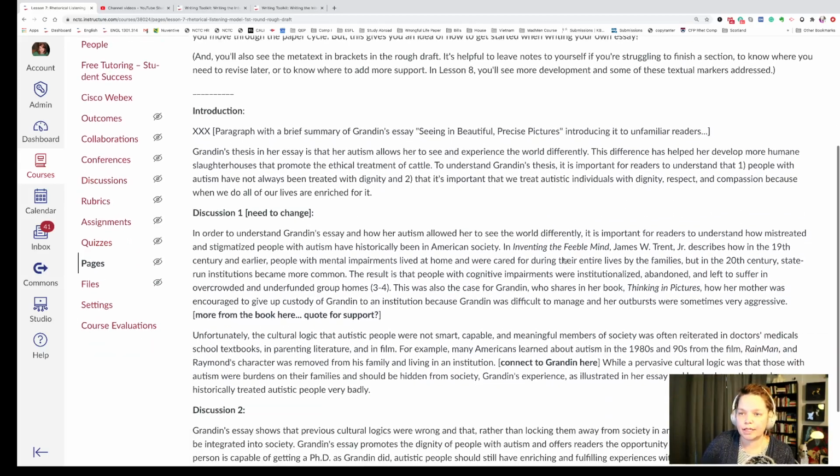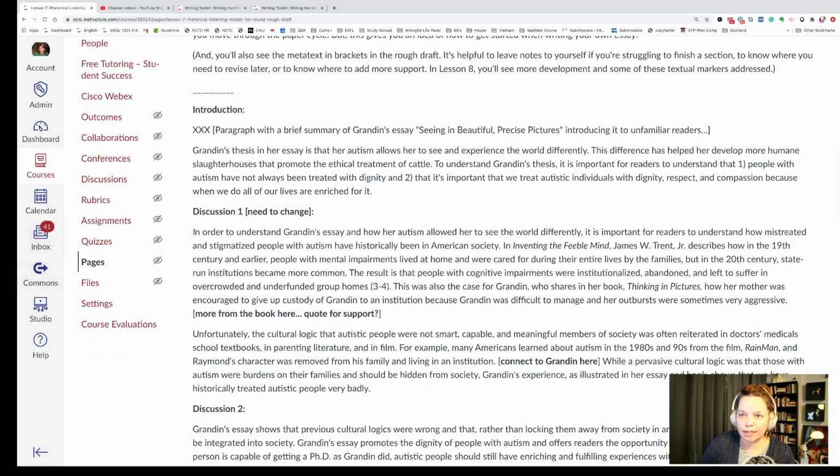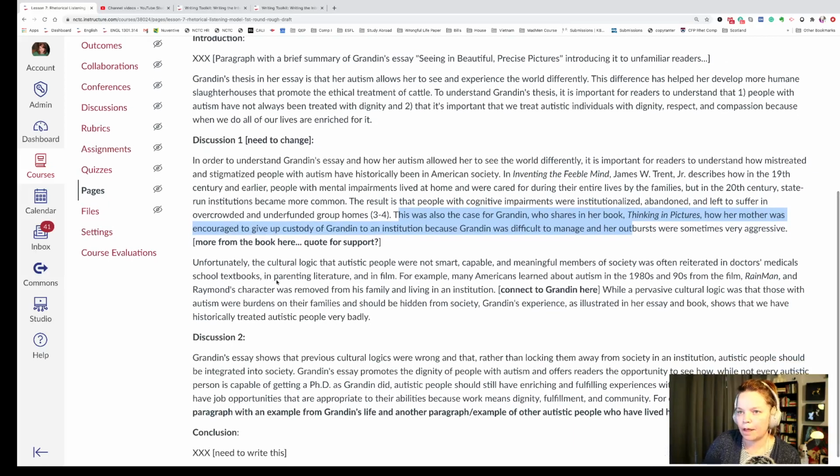So if you'll notice here, I have my topic sentence, my explanation, my research for support, but I probably need a quote here. I probably need to integrate a quote from Grandin. The same thing here: topic sentence, explanation. I even tell you, for example, an example, connect to Grandin, and then significance.